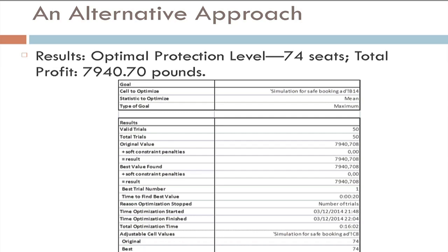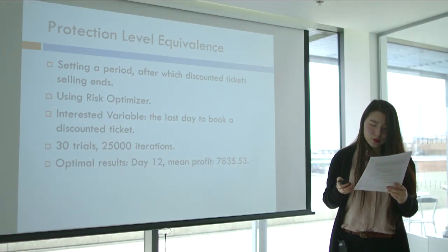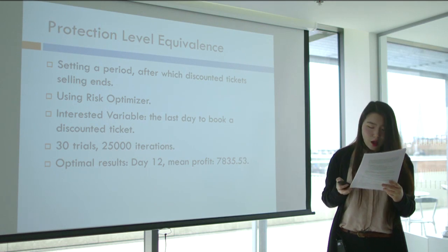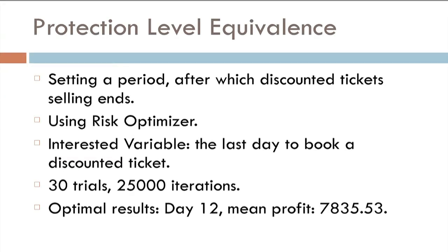In fact, there's another alternative to solve this problem. A new model was constructed to simulate the booking system in which the discounted tickets are withdrawn after a certain day. This model is similar to the model in the previous section, but the main difference is the input of interest. In the previous section, the interest was the protection level for full fare ticket seats. In this alternative approach, the input of interest will be the last day to book a discounted ticket.